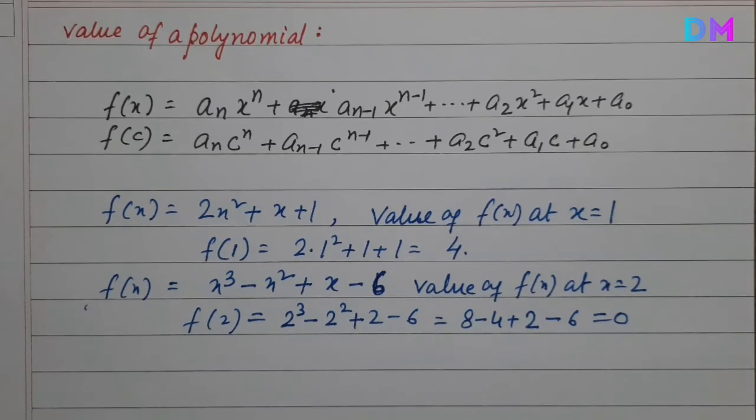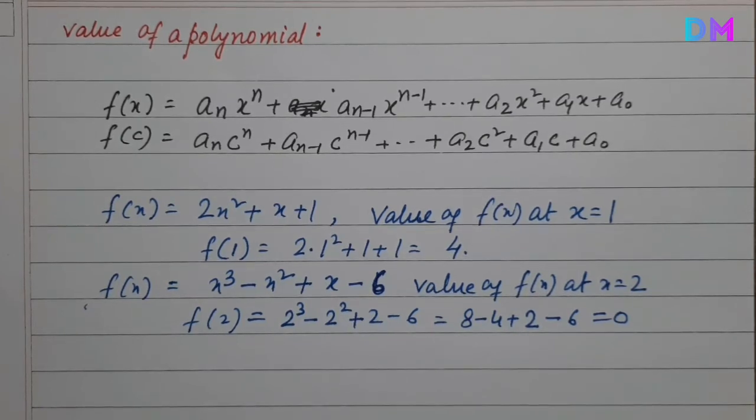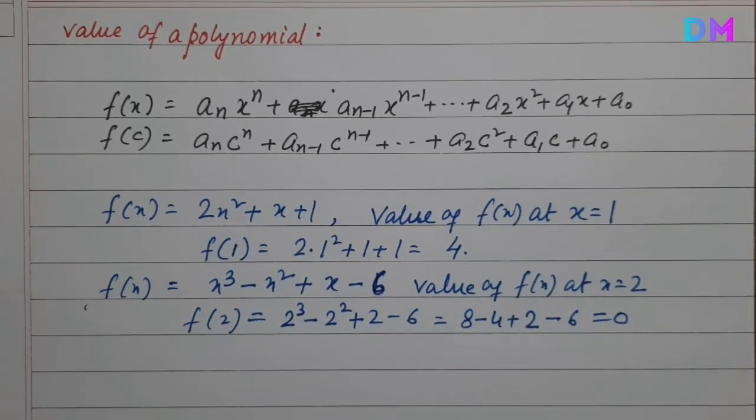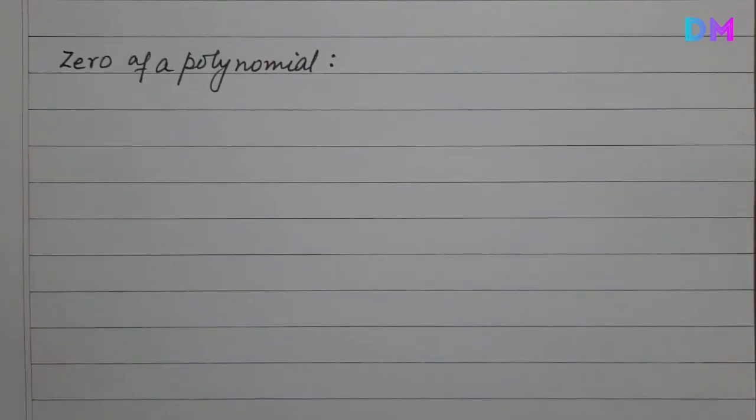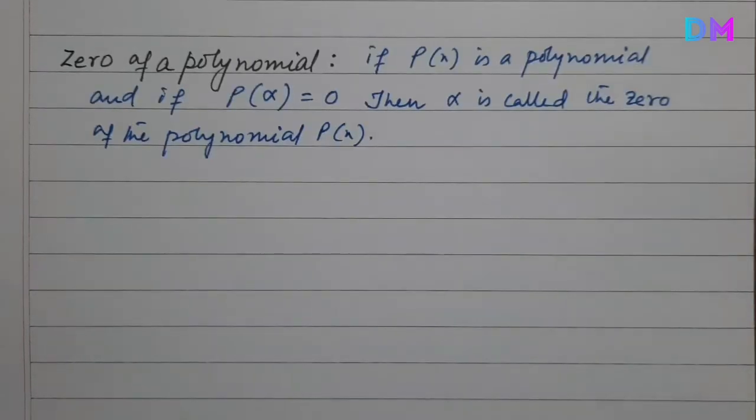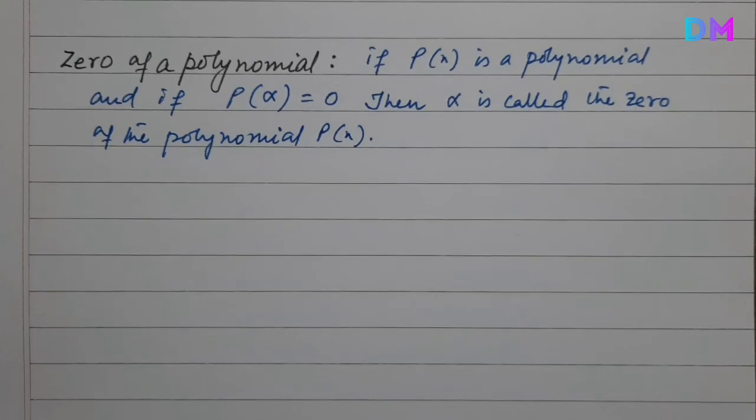Now we can say that for the second polynomial f(x), the value of f(x) at x equals 2 becomes 0. So therefore x equals 2 is known as a zero of the polynomial. So what is the meaning of a zero of a polynomial? The definition of a zero of a polynomial is: if p(x) is a polynomial and if p(alpha) equals 0, that is, the value of p(x) at x equals alpha becomes 0, then alpha is called a zero of the polynomial p(x).